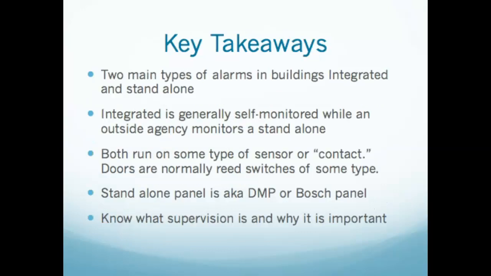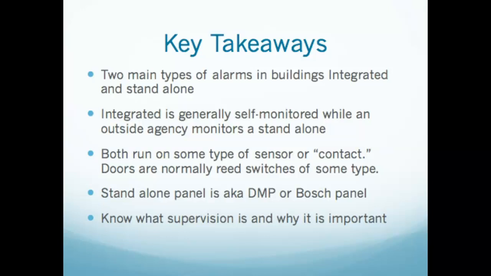So key takeaways this week. There are two types of alarm systems in buildings, the integrated and the standalone. Integrated is generally self-monitored because it's going back to your host. If you use a standalone, it's generally monitored by an outside agency. Not always, but generally that's the methodology you use. You really wouldn't need that standalone unless you had high value inventory that you wanted to go to two places after hours perhaps. But generally, if you put a standalone panel in, that DMP is going to report someplace else. Otherwise, it's coming back to your host and you're going to self-monitor, right? And that's expensive because you have to pay for the manpower, but you don't have the monthly bill for monitoring.